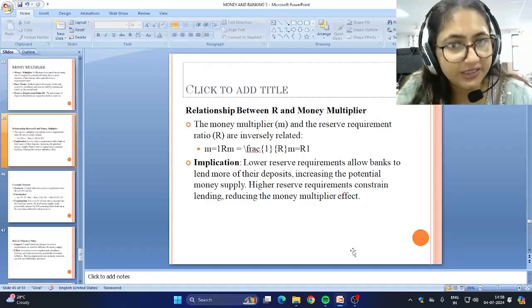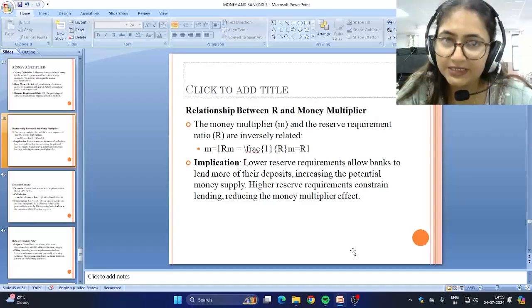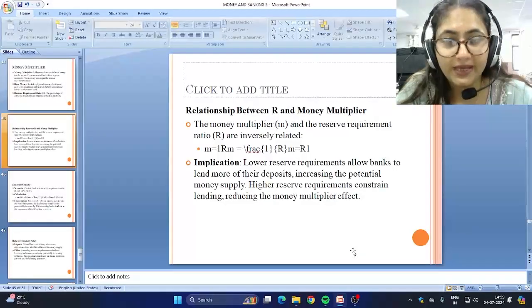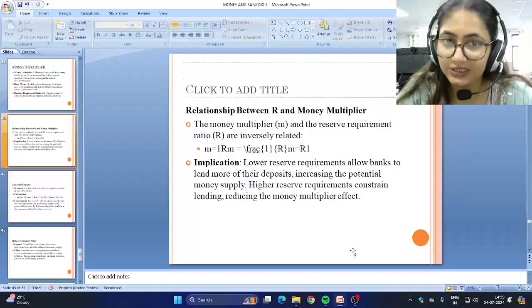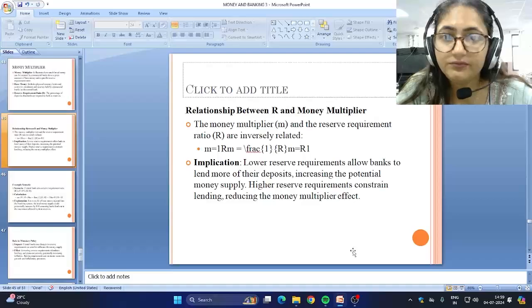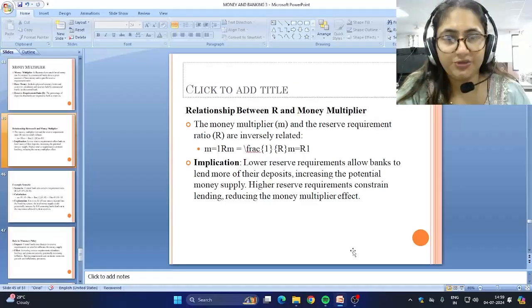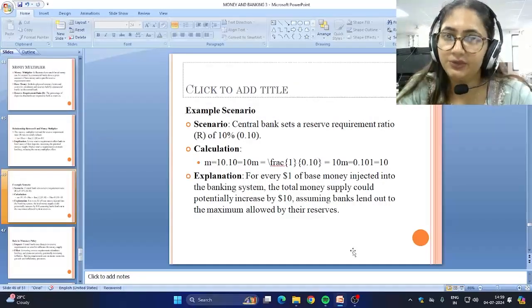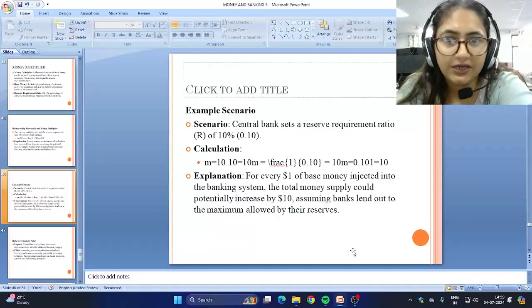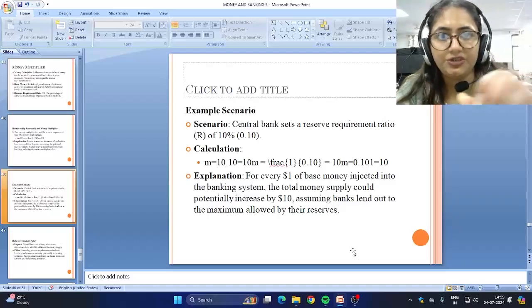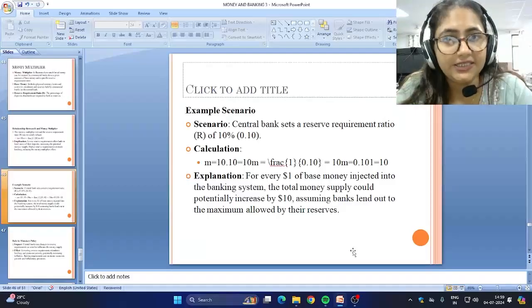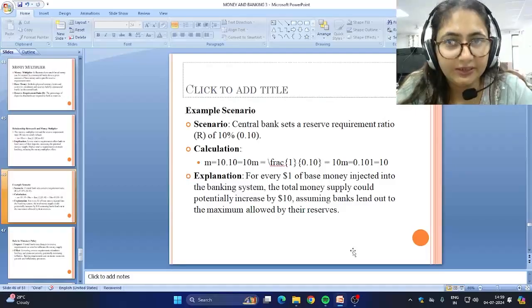Conversely, a higher reserve requirement ratio restricts banks' ability to lend. That means when the reserve requirement ratio is higher, banks are unable to grant much credit to the economy, thereby decreasing the money supply. I hope the relationship between money multiplier and reserve requirement ratio is clear. Let us now understand the role in monetary policy. But before that, let us understand an example of the money multiplier.